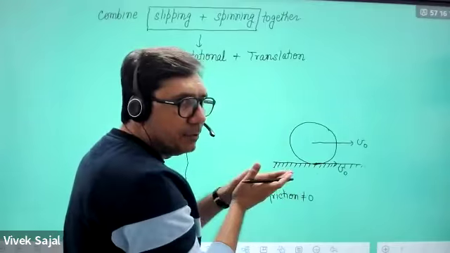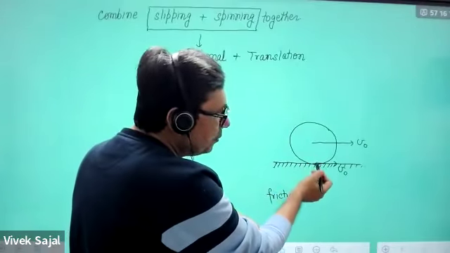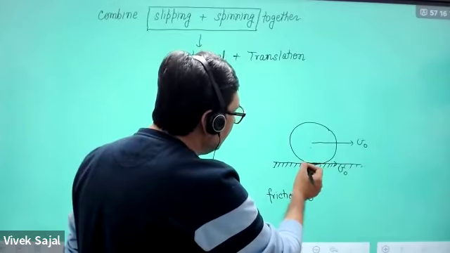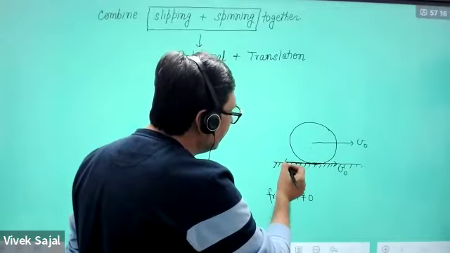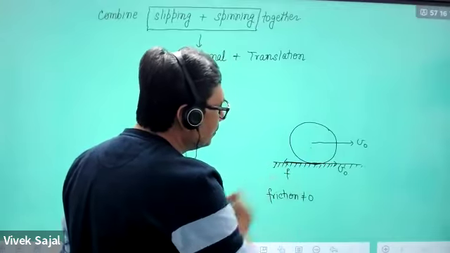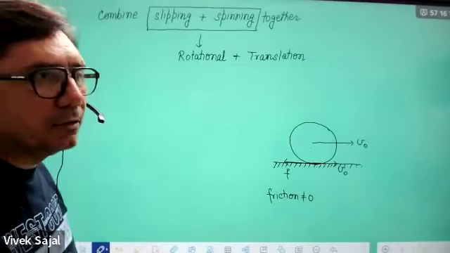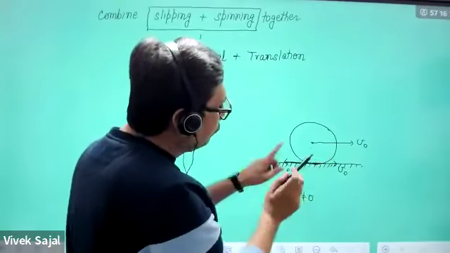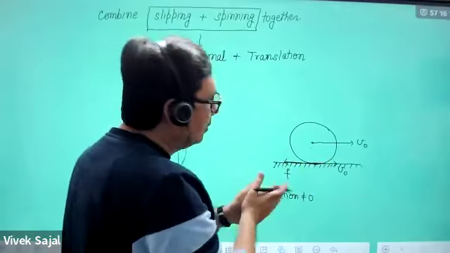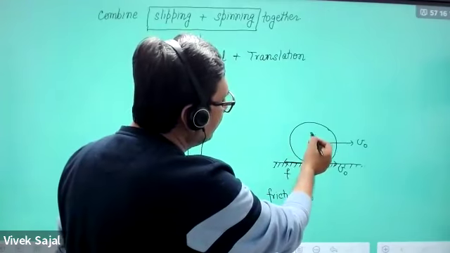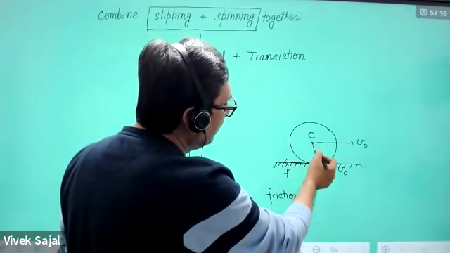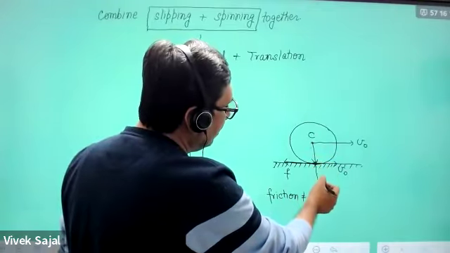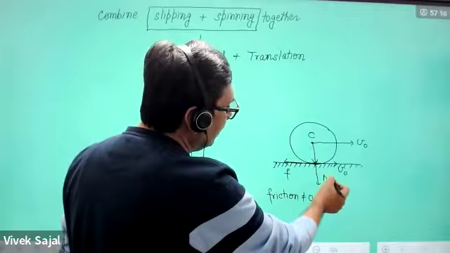So there is a relative motion between the lowest point of this object and this surface. So automatically a friction force is going to act in this direction. This is a friction force. So this friction force is going to create a torque about this point. So if I consider this point as C, then draw a perpendicular here. So this is R vector.